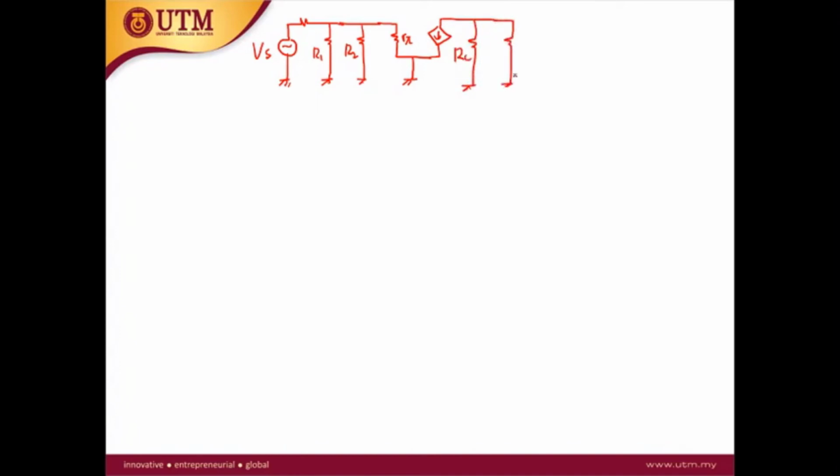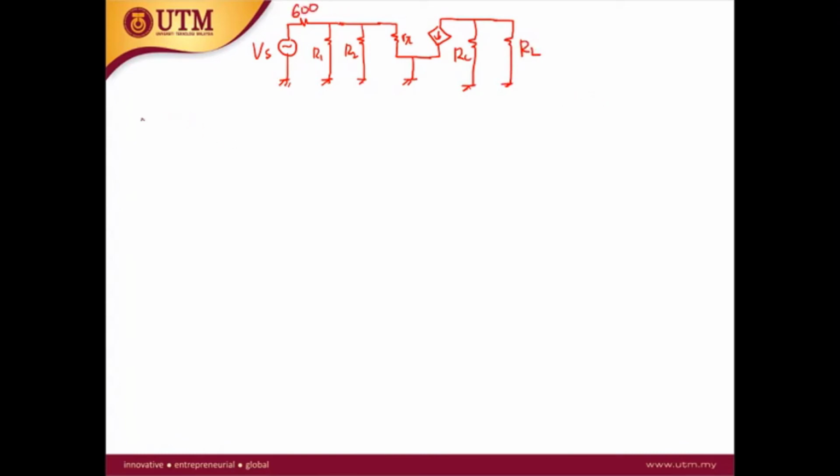Next, we do the analysis for the current gain. Okay, before that, we need to redraw the circuit. So this is VS, and then this is 600. This is R1, and then this is R2. We have R pi. This is RC. This is the RL.